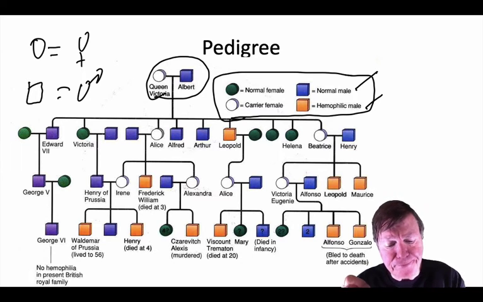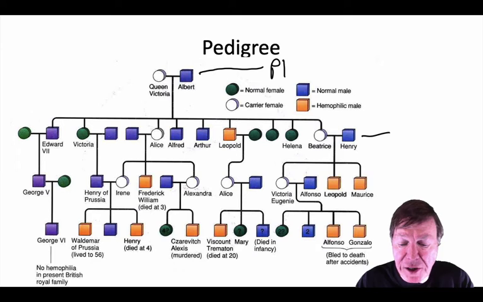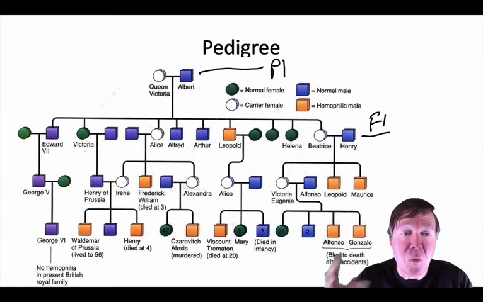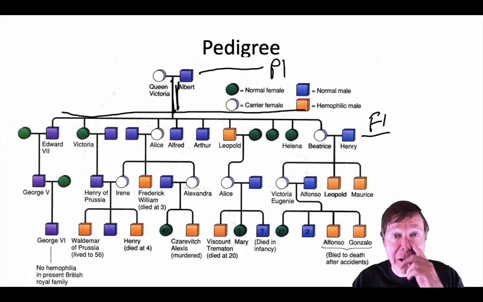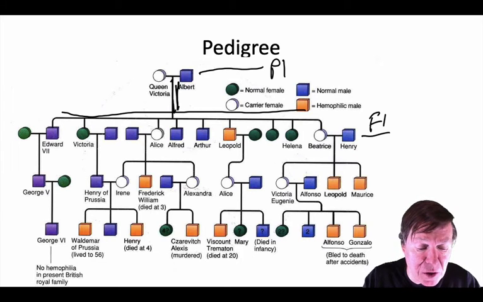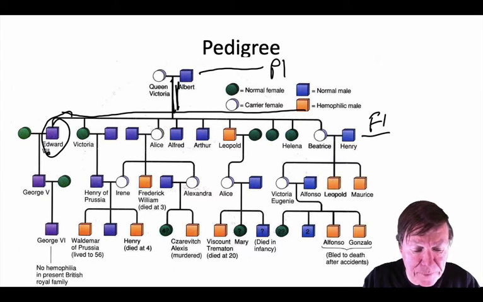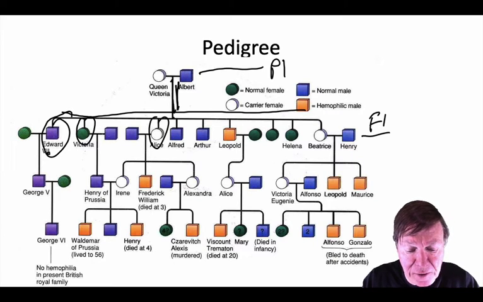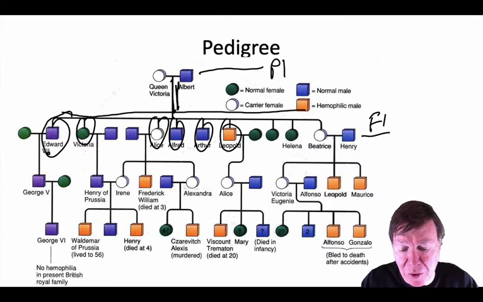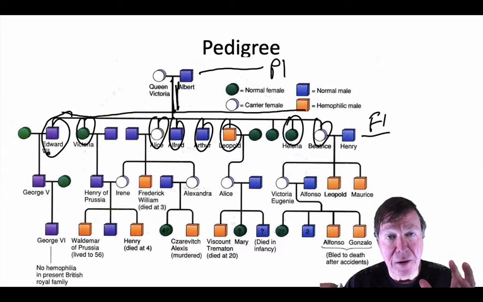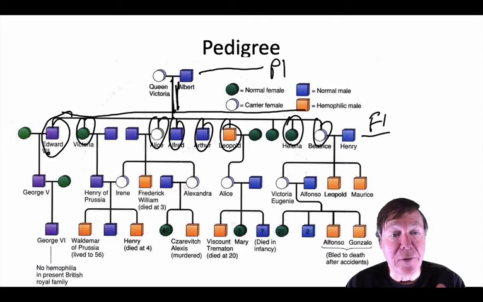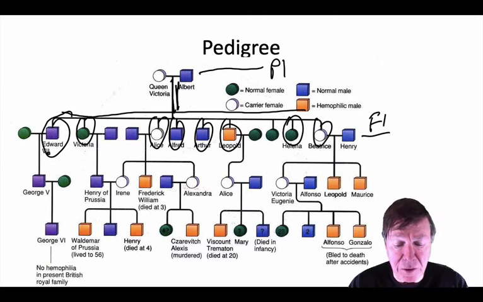This is the P1 generation. This is the F1 generation. What we're looking at is the lines connect. You can see the lines. Everyone on this line that descends from it is an offspring of this couple. So Edward, Victoria, Alice, Alfred, Arthur, Leopold, Helena, Beatrice, they were all the offspring of Queen Victoria and Albert.